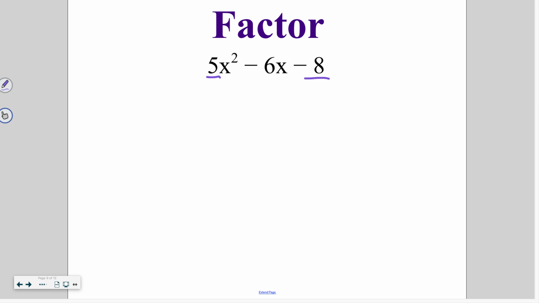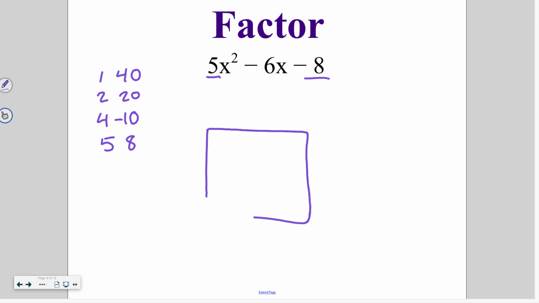So we got 5 times 8, which gives us 40. Our pairs are 1 and 40, 2 and 20, 4 and 10, and 5 and 8. We're looking for the pair that can get us to -6. That's going to be 4 and -10.